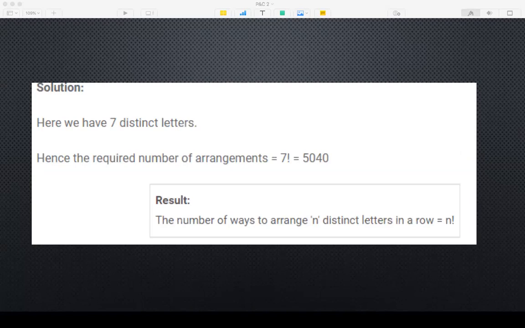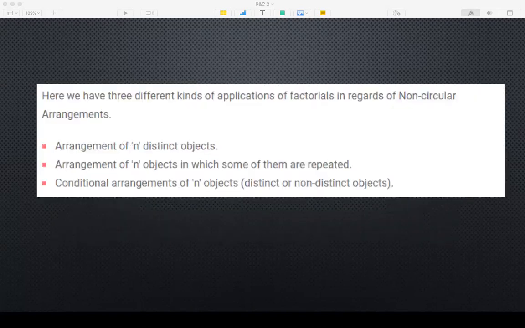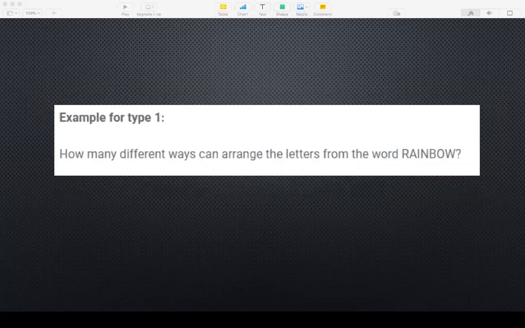Now moving forward, type 2 was arrangement of n objects in which some of them are repeated. In the word rainbow, all the letters were distinct. But if I talk about, let's say, apple, you see P repeats 2 times. So in that case, the answer will not be 5 factorial, right? The answer is going to be less than 5 factorial. So the second application covers those types of cases.